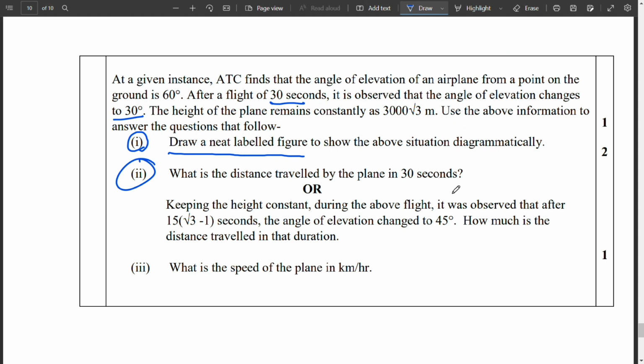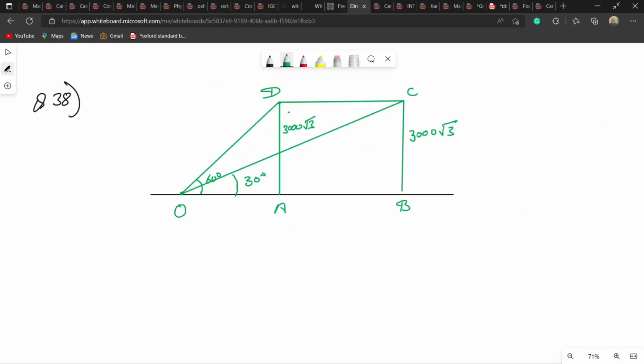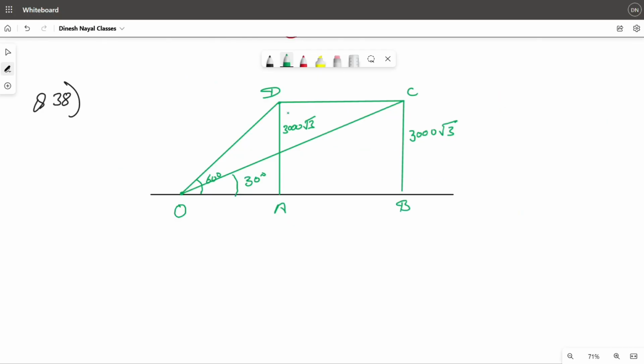Let's go to the diagram. We see that the distance is actually DC or AB, because DC and AB are the same. So how to find AB? AB is the distance traveled in 30 seconds. So AB will be OB minus OA. Consider this as OB. So this is equal to OB minus OA.